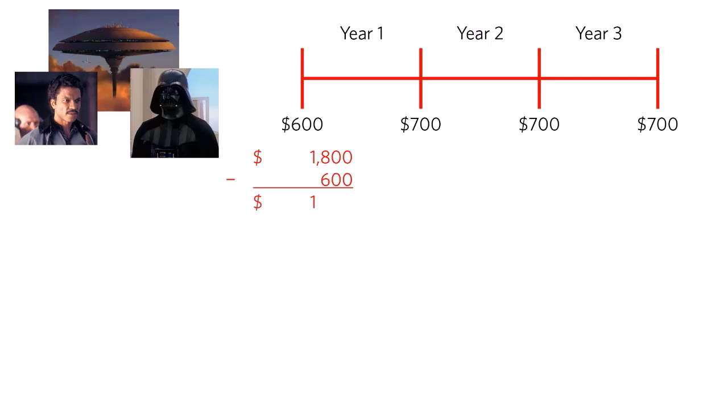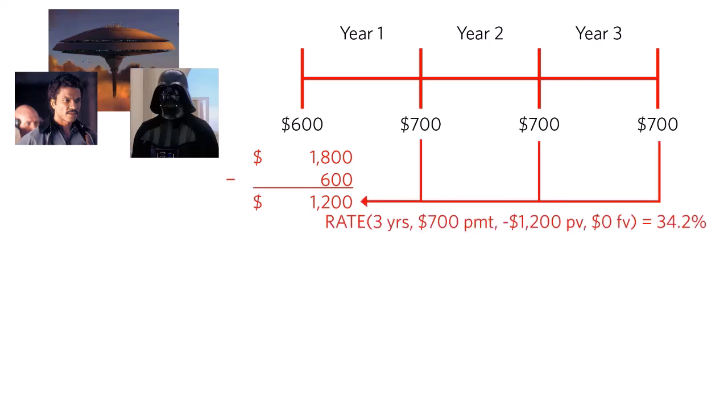If Cloud City is worth $1,800 at lease inception, then the lease liability is the $1,200 difference between the $1,800 and the initial $600 payment. To get the interest rate, we match the $1,200 initial liability to the $700 annual payments to obtain an implied interest rate of 34.2%. Apparently, the Empire charges high interest rates. The interest expense will follow the standard effective interest method used for debt.